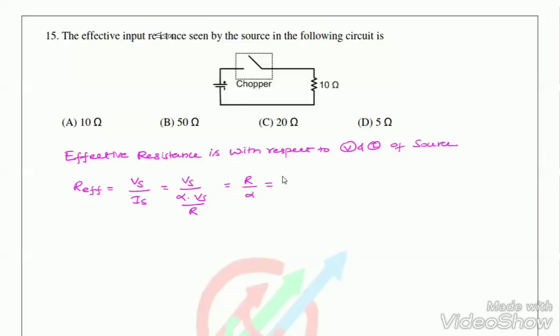So this is equal to R, which is 10, divided by alpha. Here alpha in the given problem is T on by T, which is nothing but 0.2. This is given in the problem. So 10 divided by 0.2 is nothing but 50 ohms, which is the answer.